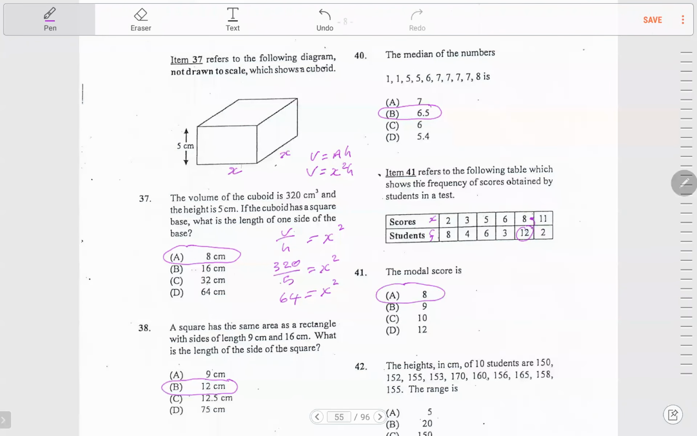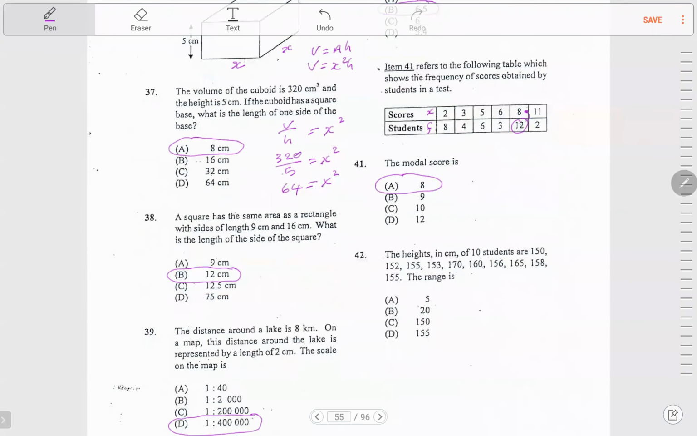And this one now, we didn't do this one. It says height in centimeters of 10 students are those figures there. What is the range? The range is the largest value minus the smallest value. The largest value is 170 and the smallest value is 150. So the range is 170 minus 150, which is 20. Largest observation minus smallest observation.